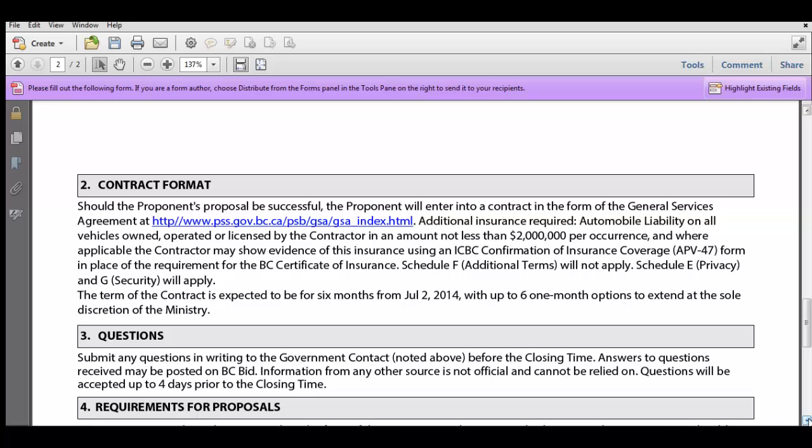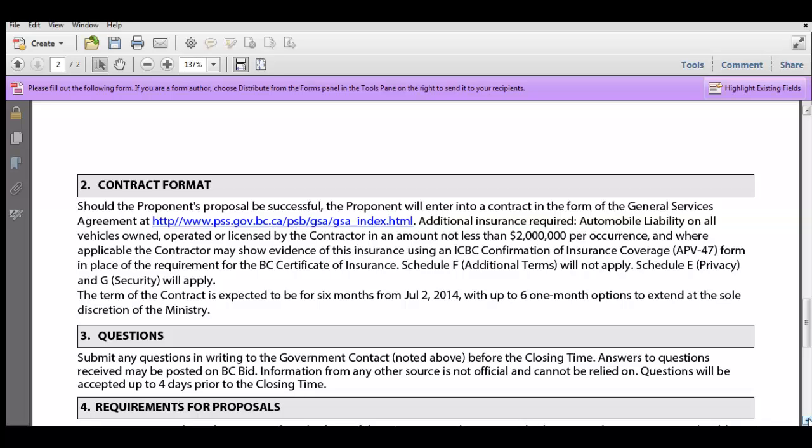In either case, it's very important that you read the contract format and you understand what all of the terms and conditions attached mean for you. If there's anything that is a question that you have or something that you'd like to change, by all means, ask that question of your government contact person. And again, the ministry will decide whether such changes will be allowed, and if they're allowed, it would apply to everybody, not just the person asking.